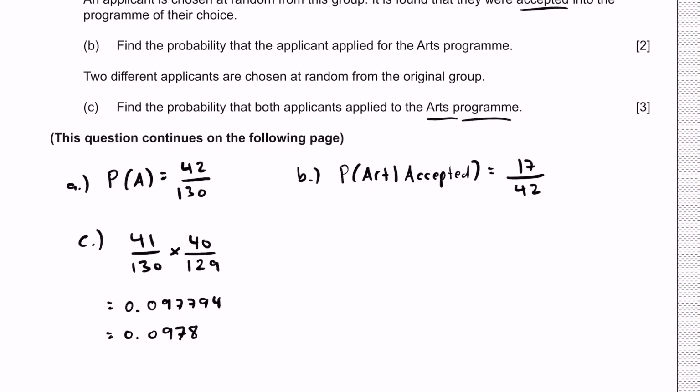Okay. We could do this with a tree diagram if you wanted to. You could say arts, not arts, and then here we would have 41 out of 130, and then arts again would be 40 out of 129, and then multiplying along the branch, that would give you the end result right here. So we could do that as well. That's another kind of nice way to conceptualize this. Essentially, we want arts, and then this is a dependent event.